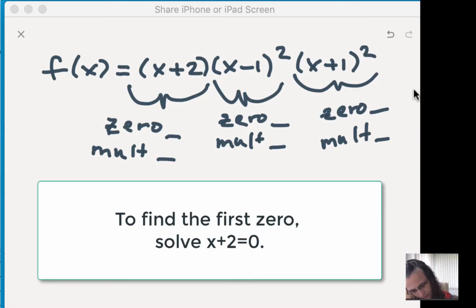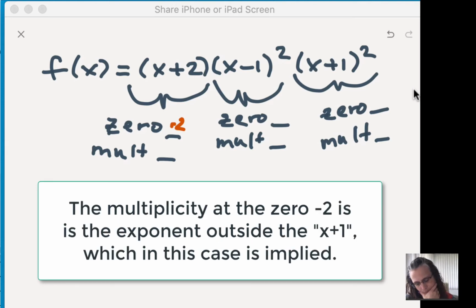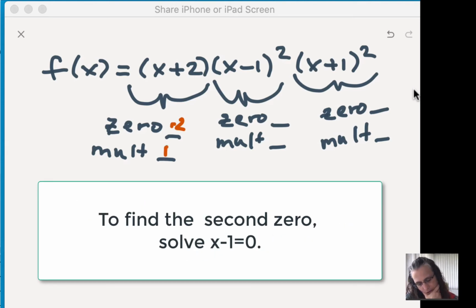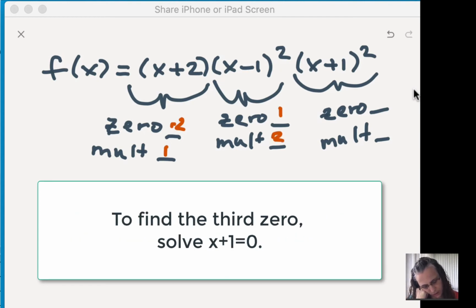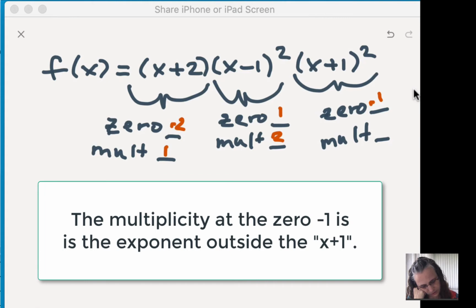Okay. And then what's the multiplicity? 1. Okay. And then the 0 from the second factor? 1. And the multiplicity is? 2. Okay. And the 0 from the third factor? -1. And the multiplicity is? 2. Okay.